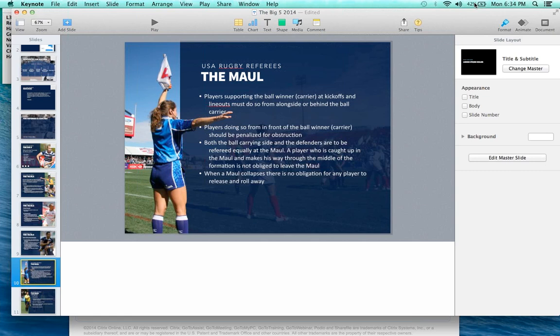And if they can produce it immediately, then they will get the ball to be able to be used. If they can't produce it immediately, it's whistle and turnover scrum. A lot of times we hear referees, as soon as the maul goes down, they'll start yelling, release and roll away, which is incorrect. We need to allow those defensive players to have rights to that ball just like the offense would.